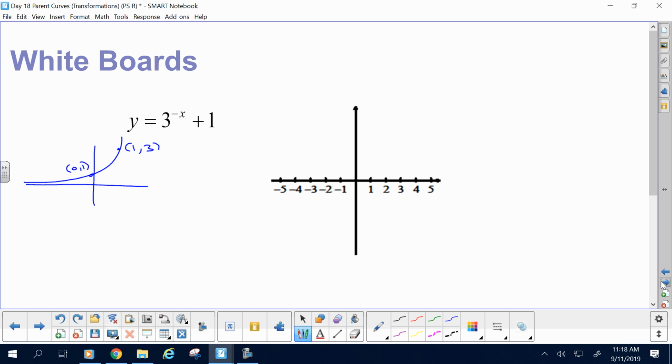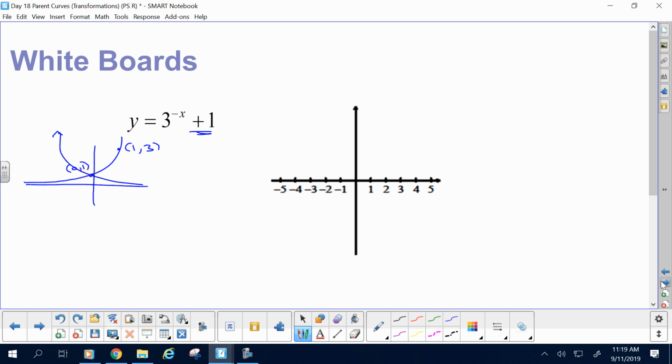So, do you agree 3 to the x has essential points of 0, 1, and 1, 3 before changing? Alright, so what does the negative do on the x? Because it's on the x, it changes x, so does that change it side to side or up and down? Side to side. So now it's going to go this way, yeah? And then what does the 1 do?